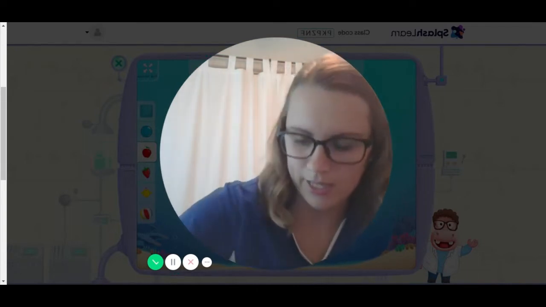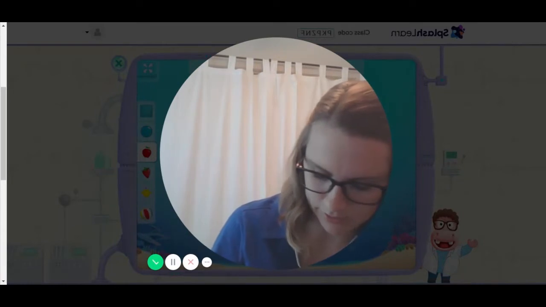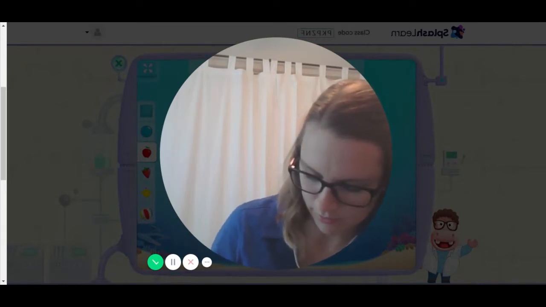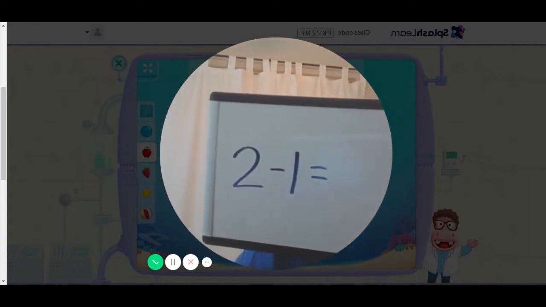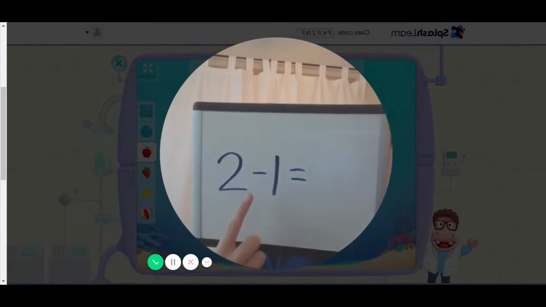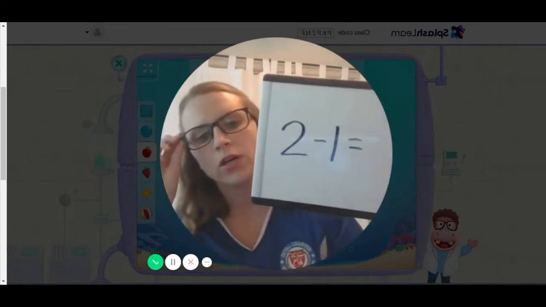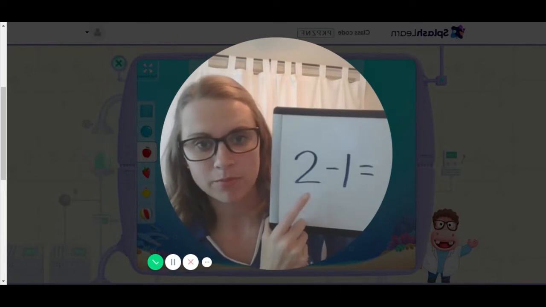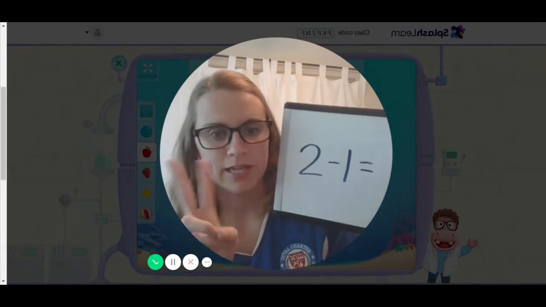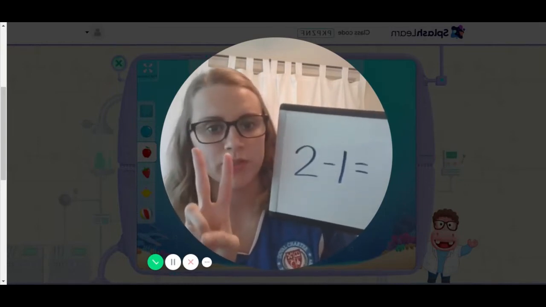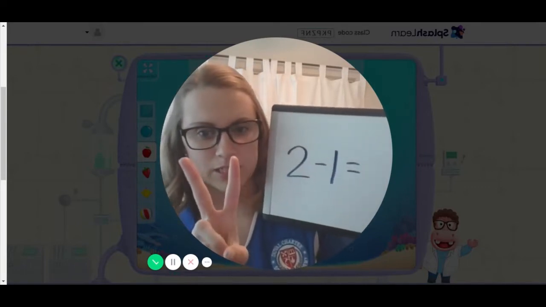All right, and another problem. Let's try this one. Y'all are going to think this is very easy. All right, so this is my current math problem. What does it say? It says 2 minus 1 equals, what does that equal? So, because 2 is how our problem starts, we have to hold up how many fingers? 2 fingers. So I have 2 fingers right here. And to make sure, you can always count them. 1, 2, 2 fingers.